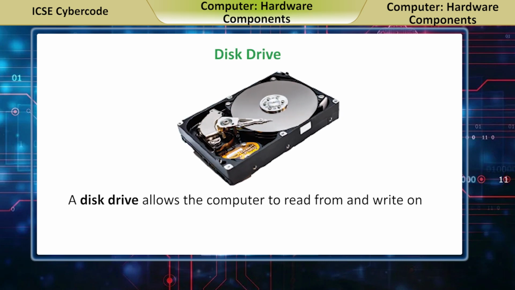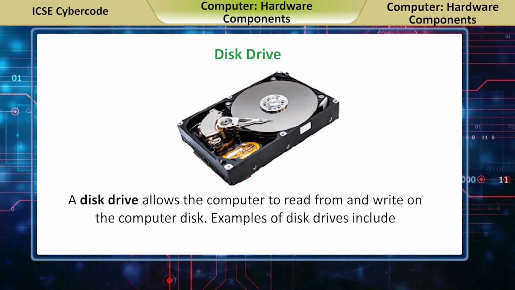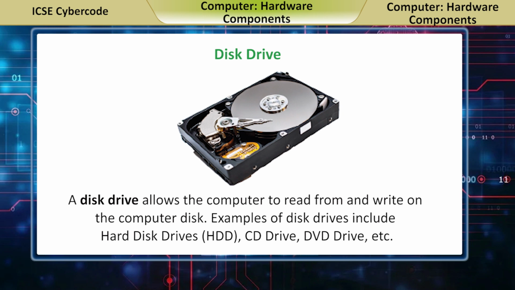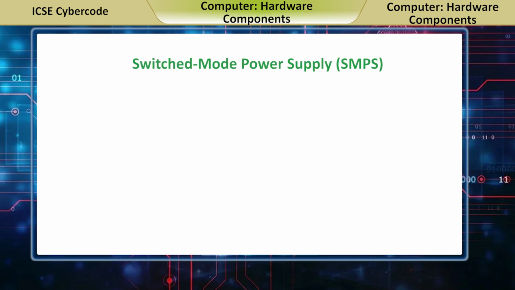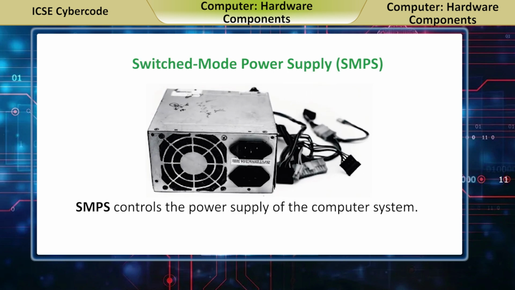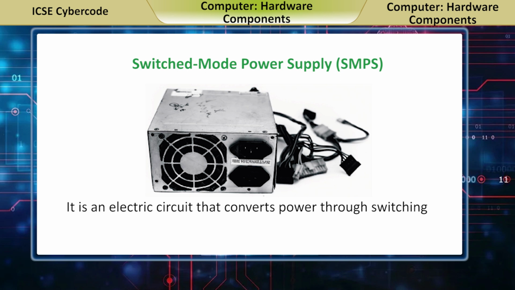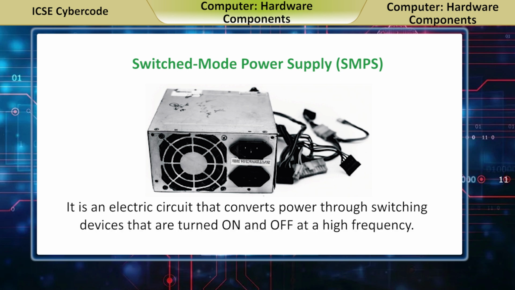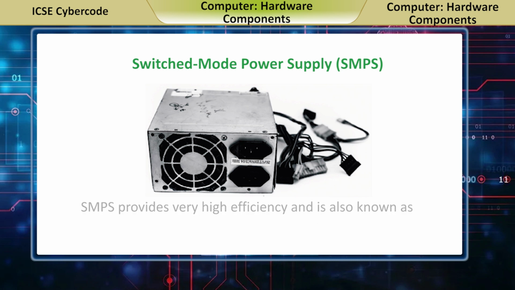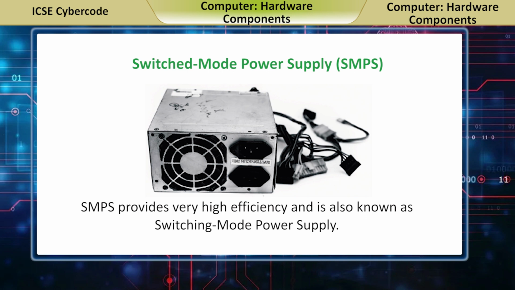Disk drive. A disk drive allows the computer to read from and write on the computer disk. Examples of disk drives include hard disk drives, HDD, CD drive, DVD drive, etc. Switched mode power supply, SMPS. SMPS controls the power supply of the computer system. It is also called the power supply unit of the computer. It is an electric circuit that converts power through switching devices that are turned on and off at a high frequency. SMPS provides very high efficiency and is also known as switching mode power supply.